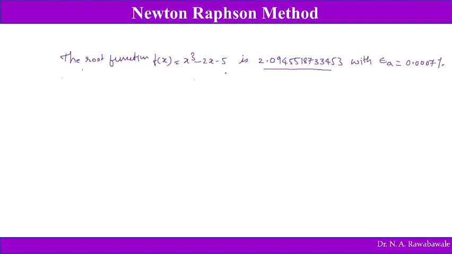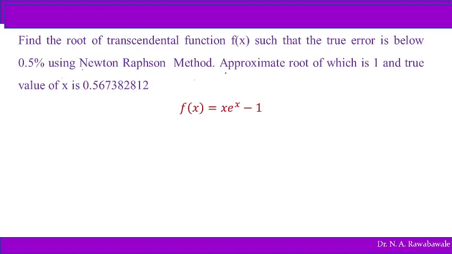So now we will consider one more numerical on this Newton Raphson method. So this is the second numerical. Find a root of the transcendental function f of x such that the true error is below 0.5% using the Newton Raphson method, where the approximate root is 1, and the true root of the function, x of t, is given. So here we can find out the true error.